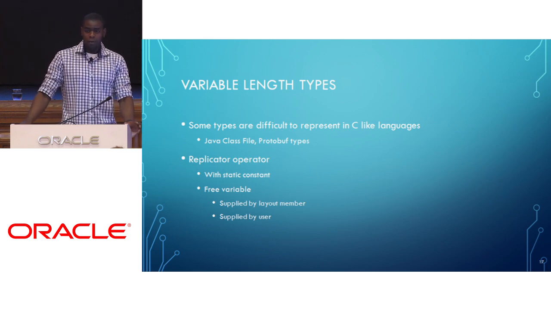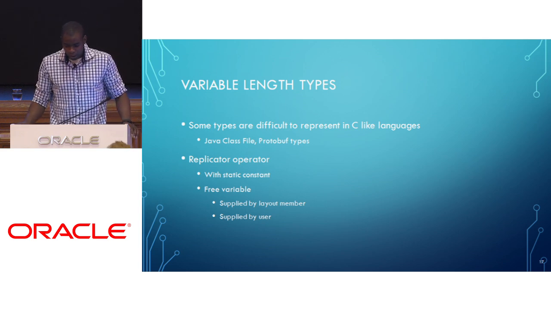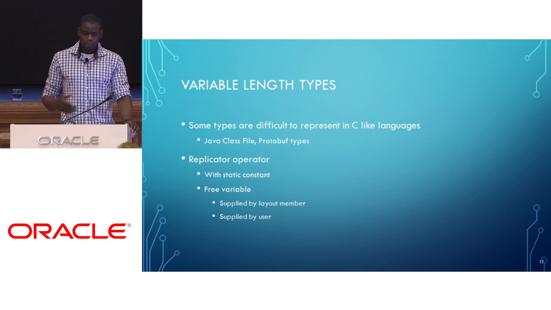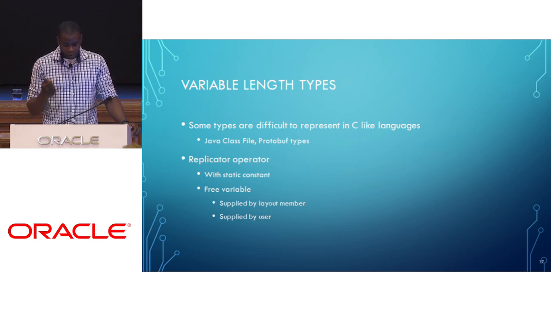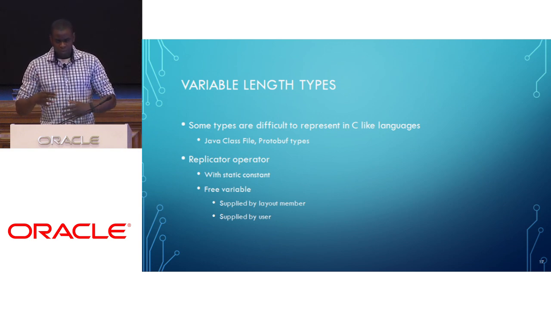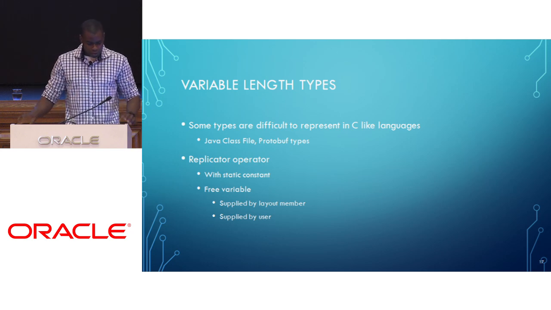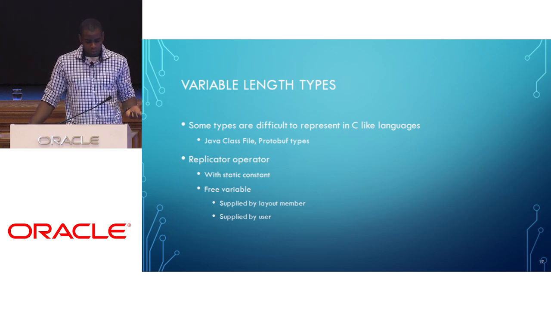So next I want to talk about variable length types. There are some types that are difficult to represent in languages like C and Java, and there are some use cases for these types. Some of these types, like Java class files or protobuf types, are very hard to represent in traditional structures. So previously I introduced the concept called replicator.